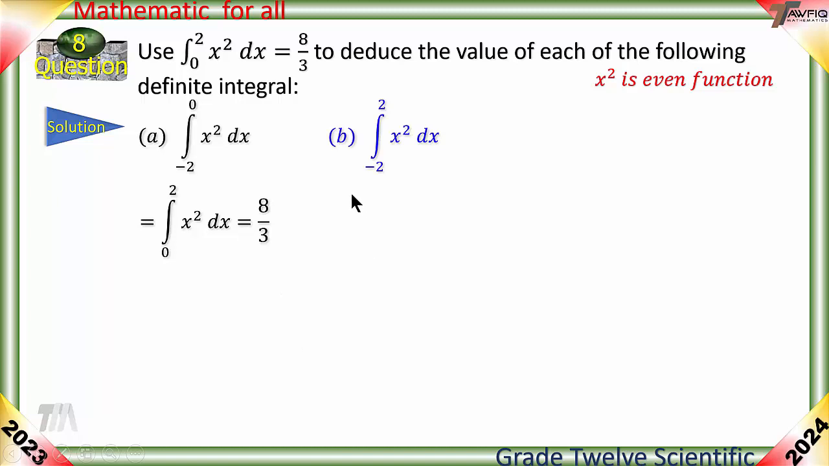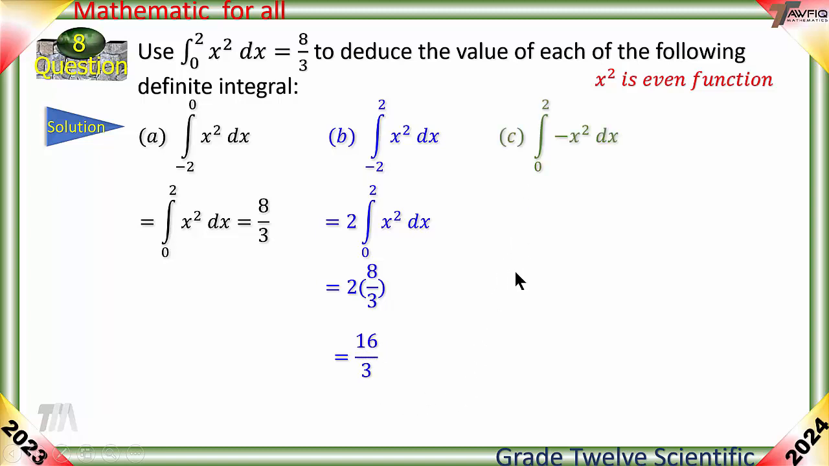B. The integration from minus 2 to 2 of x squared. Because x squared is an even function and 0 is the middle of minus 2 and 2, we can write this as 2 times the integration from 0 to 2 of x squared dx. This one is 8 over 3, so 2 times 8 over 3 is 16 over 3.